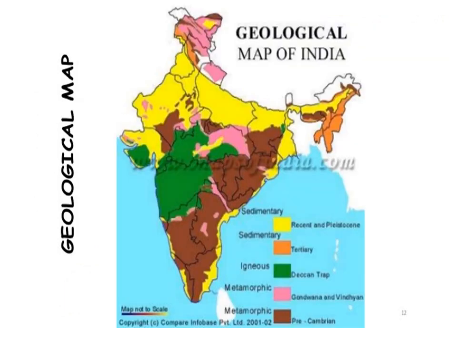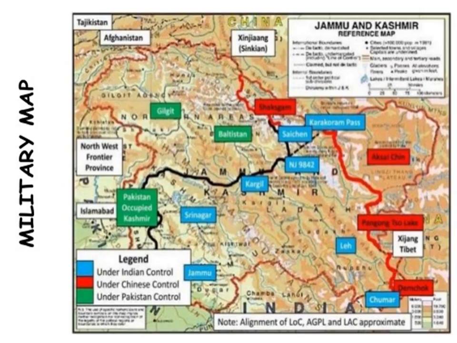This slide refers to a geological map. This is a geological map of India, in which different color codes are shown in order to represent the availability of different rocks such as sedimentary, igneous, metamorphic rocks. This map refers to a military map. This is a map representing Jammu and Kashmir location and the surrounding countries, and the areas under control of different countries have been shown as a LOC, approximately shown with the help of different color codes.